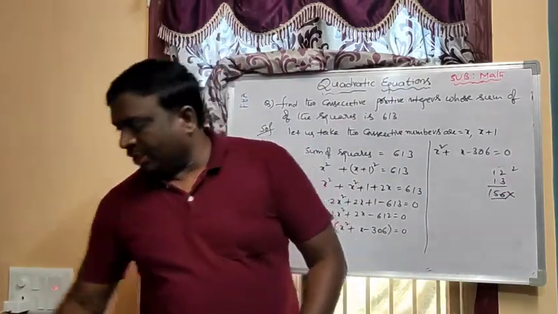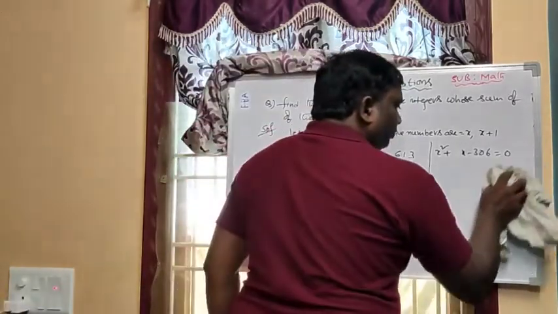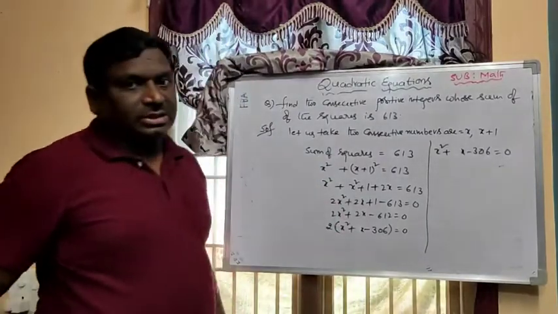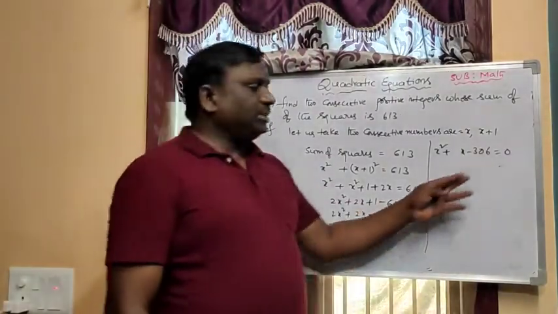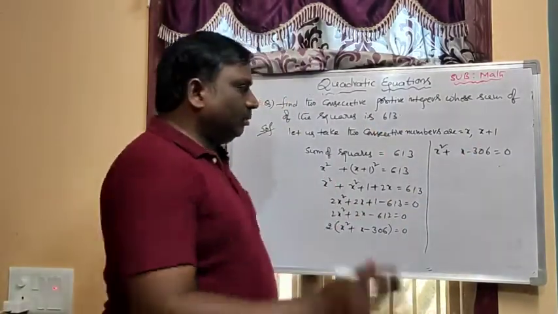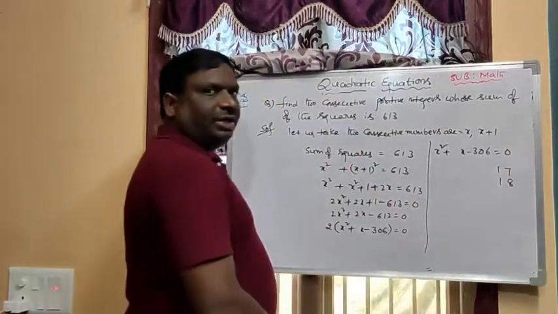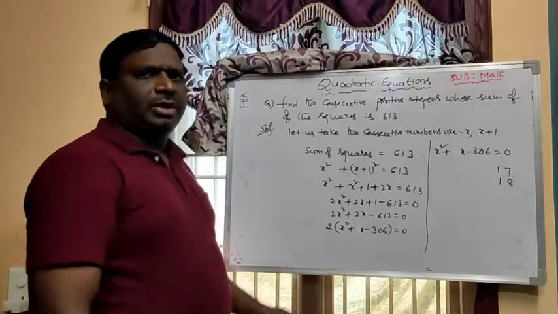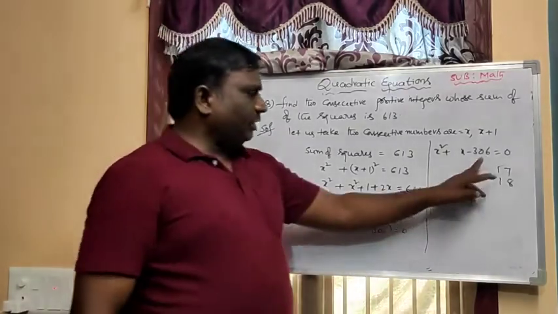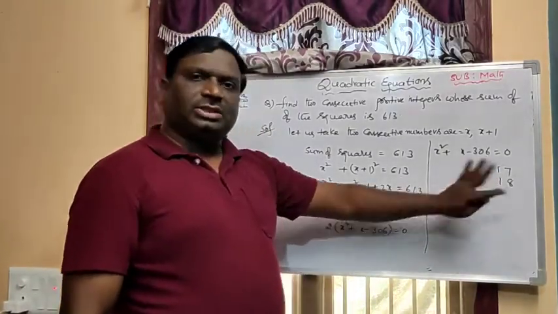Is there any other two numbers? Like I am checking 7 and 8. 7 8s are 56. 8 minus 7 is 1 only. Similarly, 17 and 18 we have to check. No need to check each and every number. If you know the simple logic, what is the units digit, then you can get the factors easily.